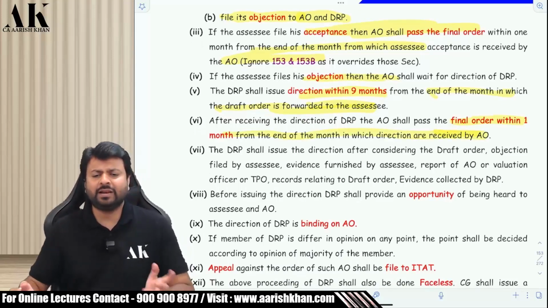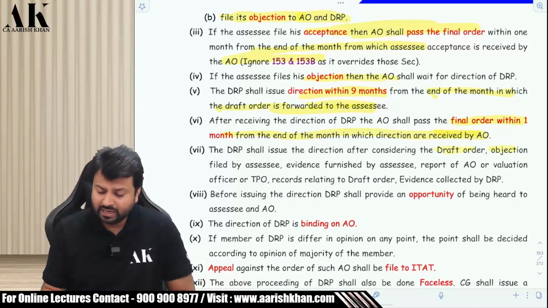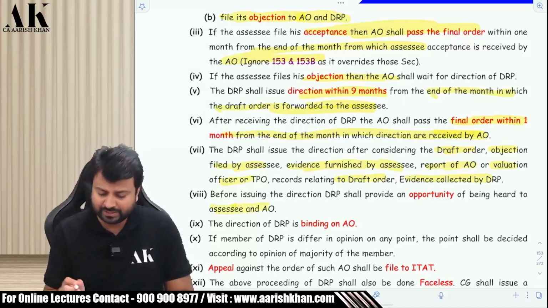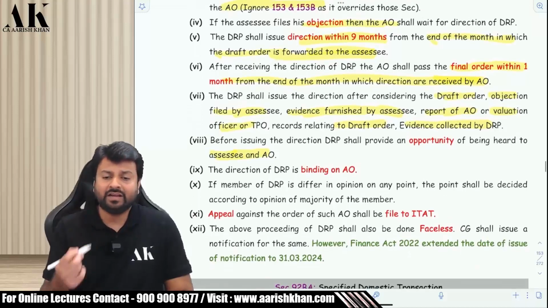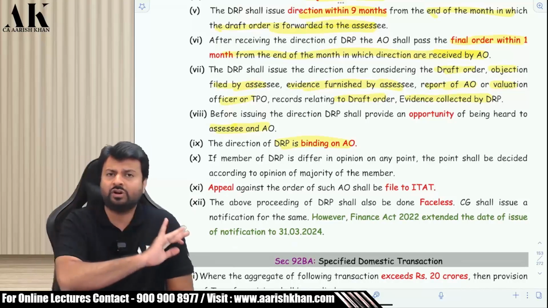Okay. Now, how will the DRP issue the direction? DRP will issue the direction by looking at the draft order, the objection filed by the assessee, evidence furnished by the assessee, and the report of the AO and valuation officer, if any. All these things will be considered. DRP will give an opportunity of being heard to the assessee and the AO, obviously, before passing the order. The DRP's direction is binding on the AO. It is not binding on the assessee.